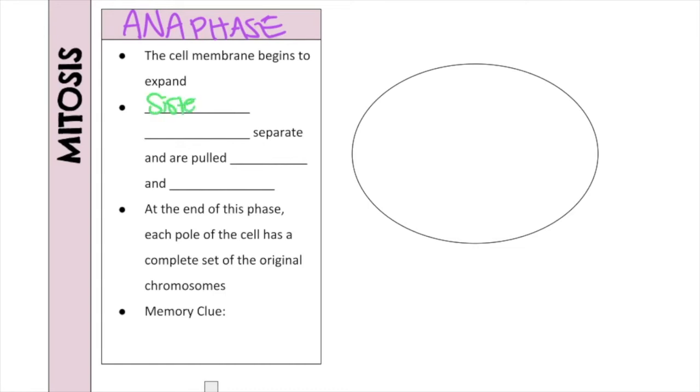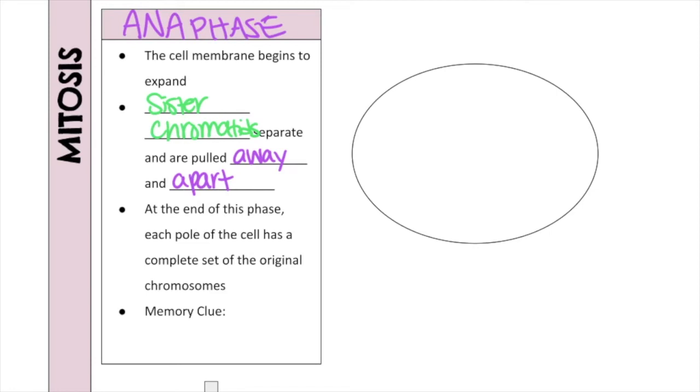Sister chromatids separate and are pulled away and apart. So at the end of this phase, each pole or side of the cell, here's one side, here's the other side, each pole of the cell will have a complete set of the original chromosomes.